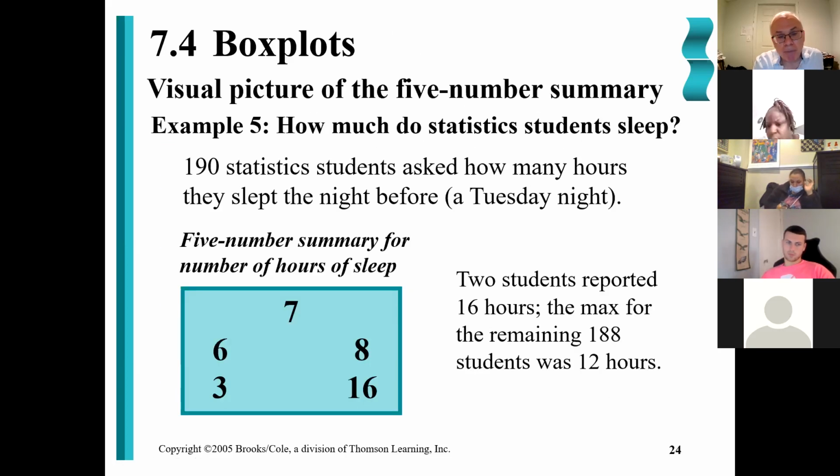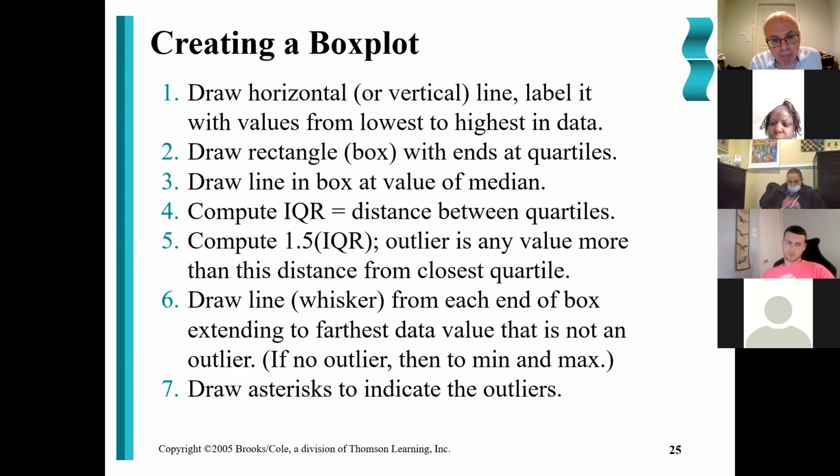Now, you can create what's called a box plot, which is a visual display of the 5-number summary. So how do you do it? Well, you draw a horizontal line. It says over a vertical line, but for your test, for anything I give you, it's going to be horizontal. Label it with values from the lowest to the highest. You're going to just draw a number line, lowest to highest, with numbers in between.